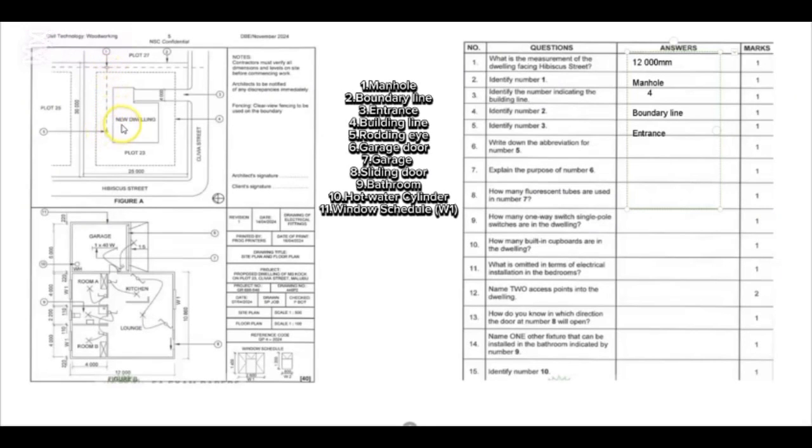And now moving on to number 7, explain the purpose of number 6. So now let's go back to figure B. Number 6 is the garage door, and its purpose is to allow vehicles to enter and exit the garage, and also to secure it when it's closed. So the answer is to enter, close, or secure the garage.